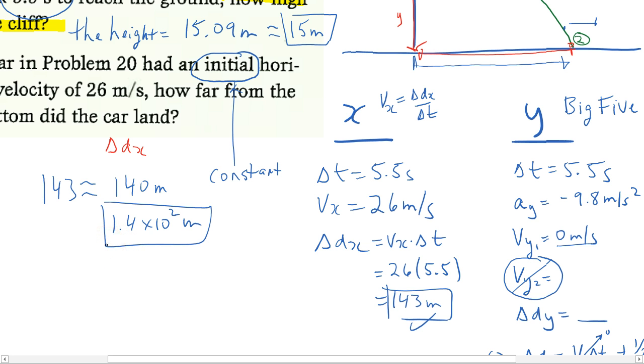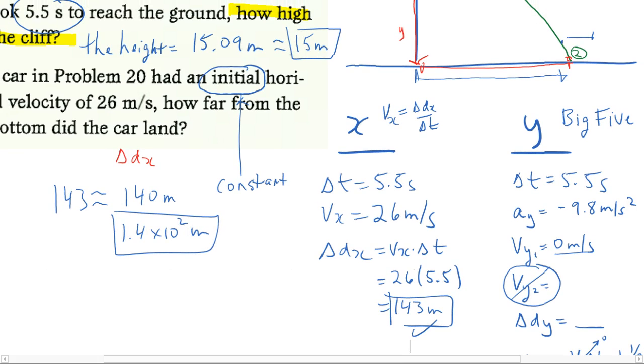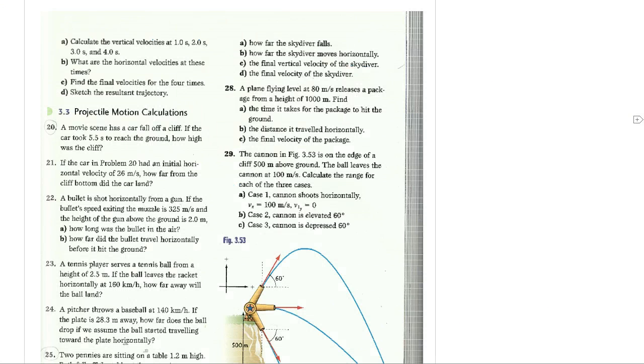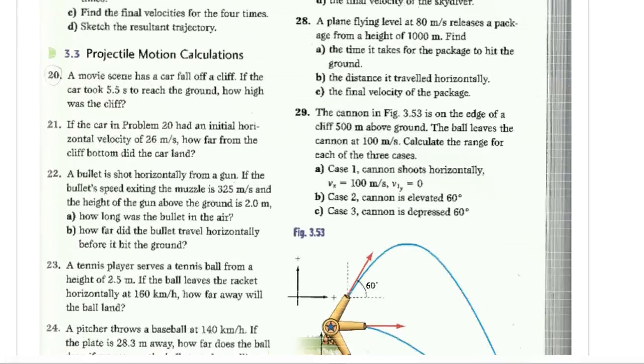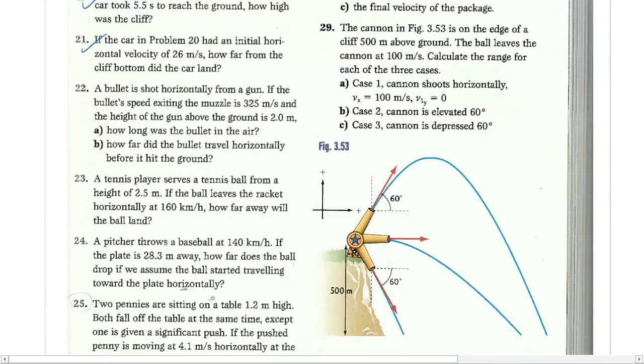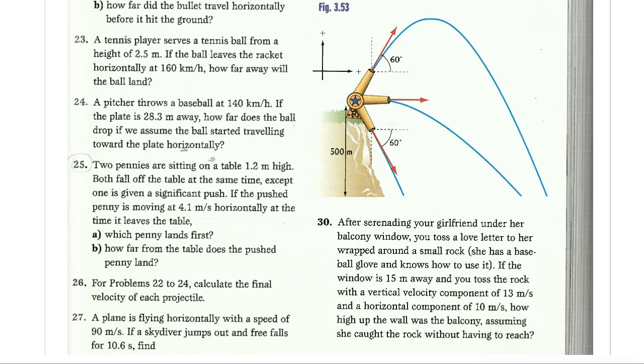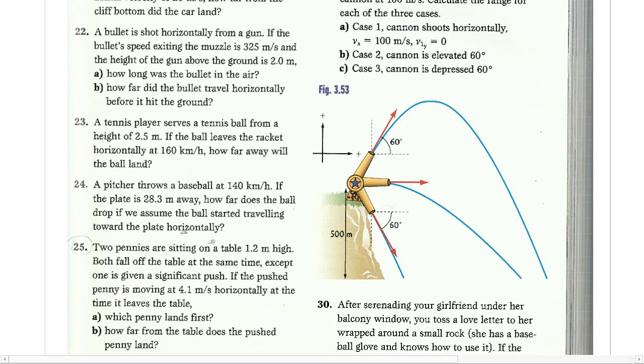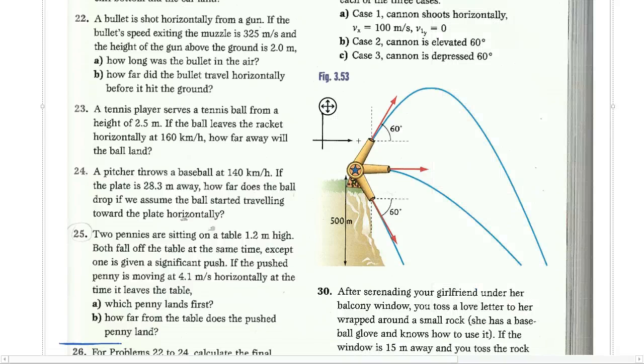What I'd like you to do at this point, I'll be stopping the video, and I'd like you to go to this textbook page, this handout. We've just done 20 and we've done 21, so I'd like you to finish up to the end of 25. There are answers for that. Each one of these is an example where we have something being launched horizontally, so it'll be very similar to the question we just did. So try 22, 23, 24, and 25.